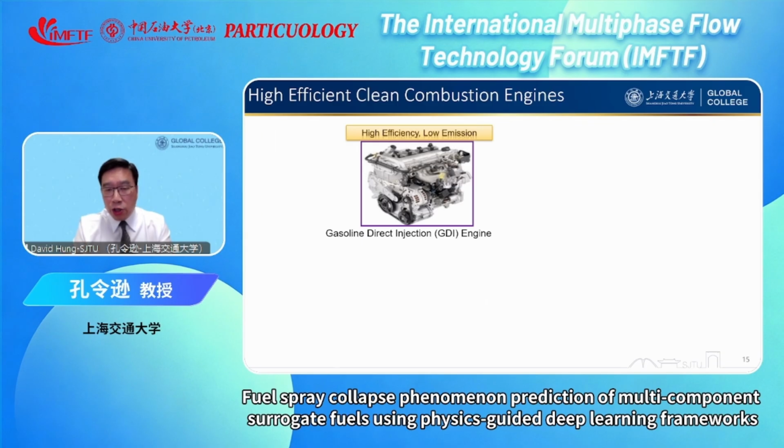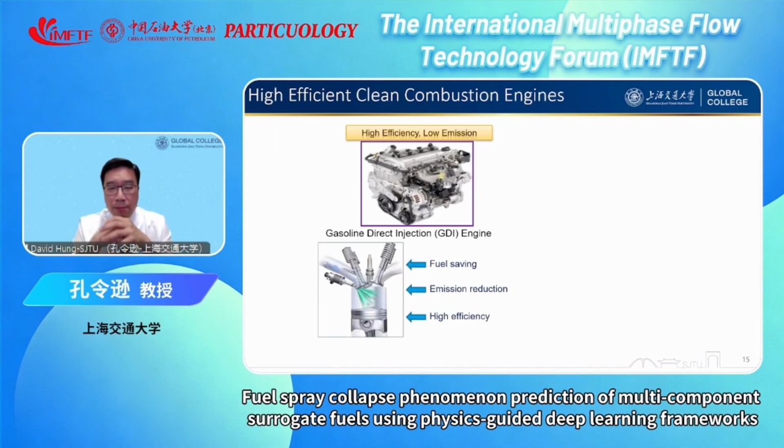One technology is what we call gasoline direct injection, which has been applied to vehicles for the last 20 years. You can find a lot of vehicles that apply this technology in the fuel system. The primary purpose is to make sure that we have good atomization, good mixing, and good fuel mixture preparation. Then when it combusts, it gives you fuel saving, emission reduction, and efficiency improvement.